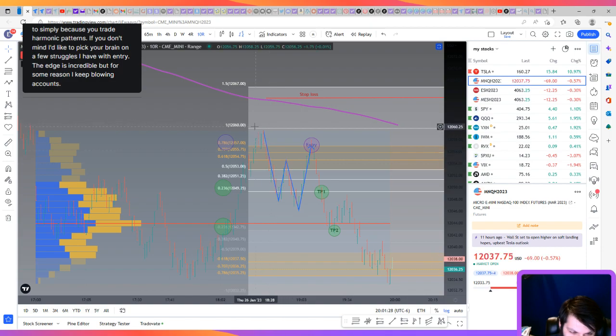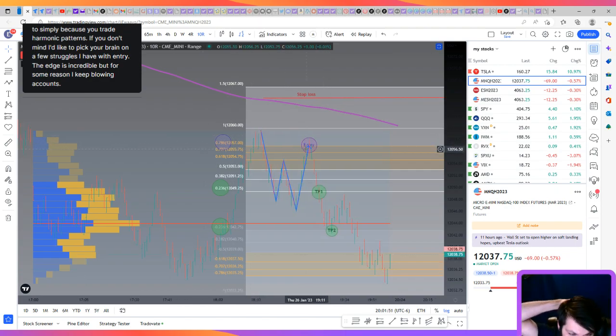So if you look here, you'll see this and this. This lines up with the bottom of that. And then what I do is I use the 786 fib where that purple circle is, right here. That's my entry point. And why is that my entry point? Because it provides me with really good risk to reward.